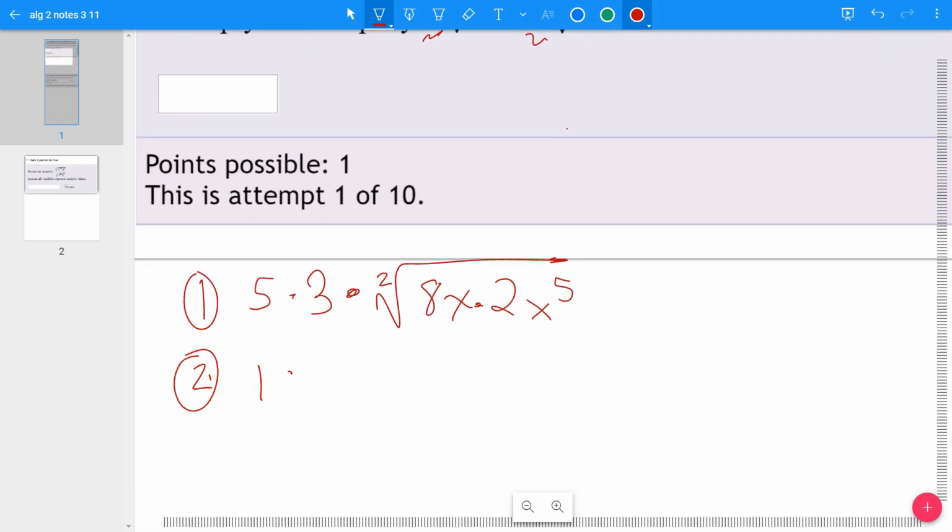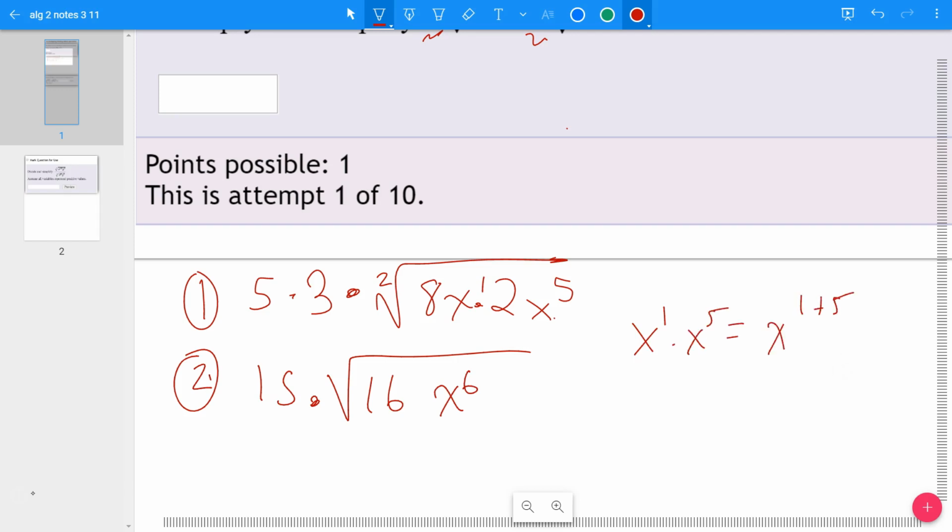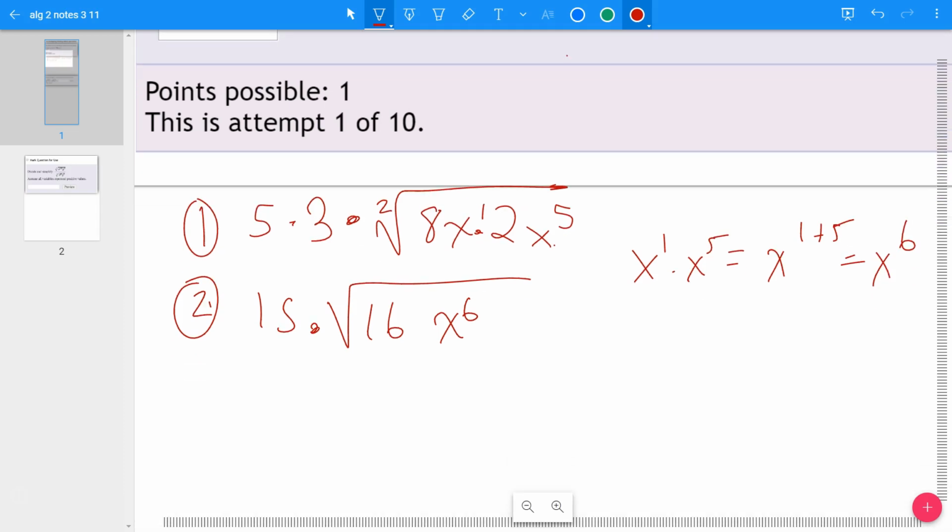5 times 3 is 15. This becomes the following times. Now the 8 times the 2 is 16. The x times the x to the 5th is x to the 6th. Remember, that's because x to the 1st, that's what you have here, times x to the 5th is x to the 1 plus 5, which is x to the 6th. And now you carry this out.